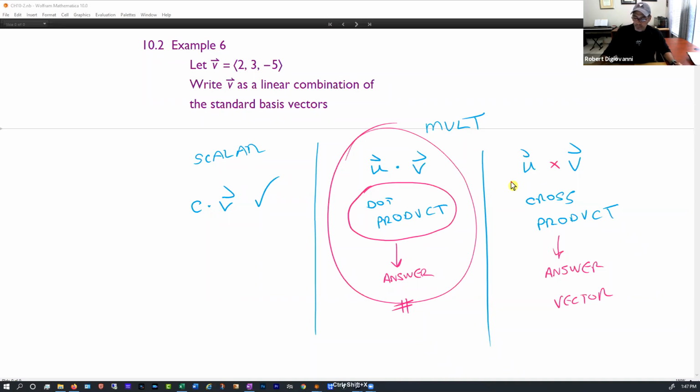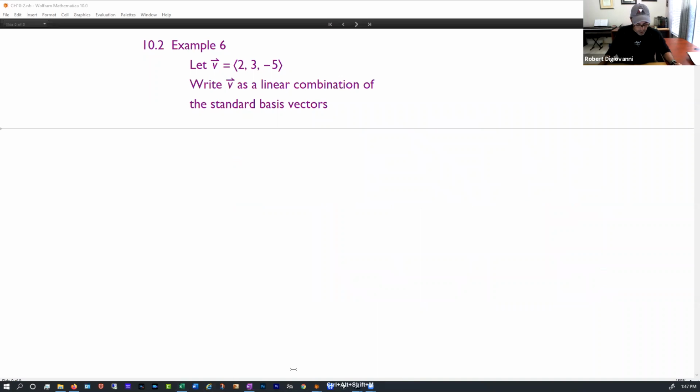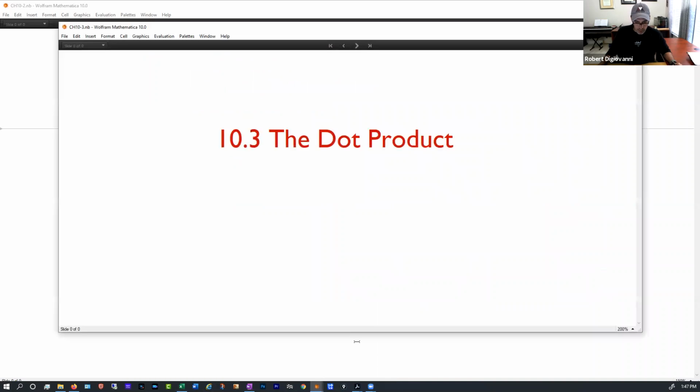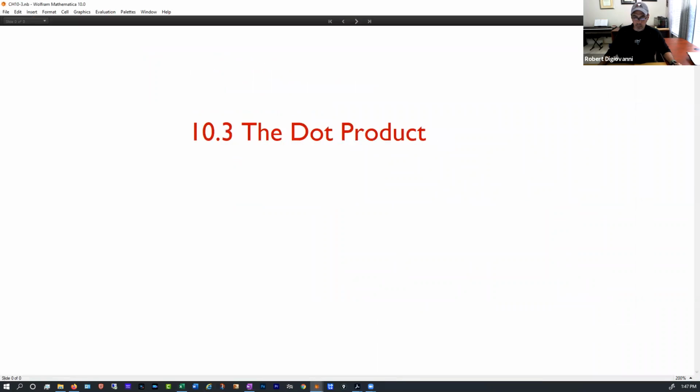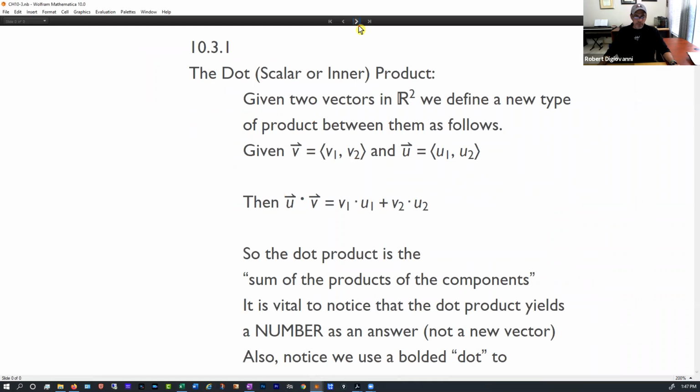All right, here we go. Let's bring up the notes for dot product. Okay, the dot product. Some of this is going to be repetitious. The dot, also known as the scalar or inner product, works this way. You're given two vectors in two-dimensional space. We define this new type of multiplication between them as follows.